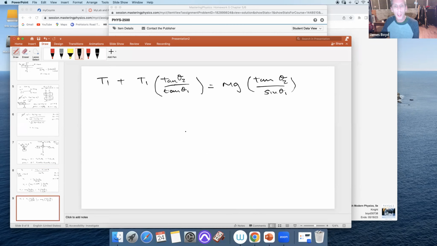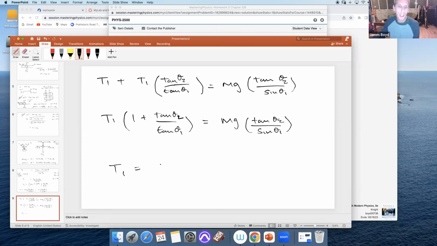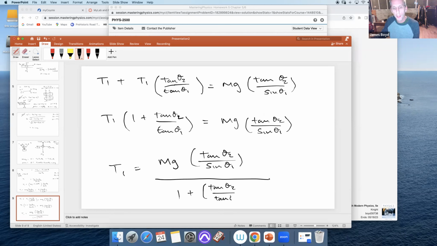I know this is annoying algebraically. Pulling a T1 out, T1 times 1 plus tan theta 2 over tan theta 1 is equal to mg tan theta 2 over sine theta 1. And then finally, T1 is mg tan theta 2 over sine theta 1 divided by 1 plus tan theta 2 over tan theta 1.